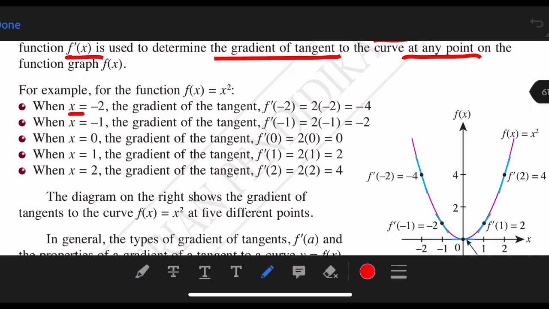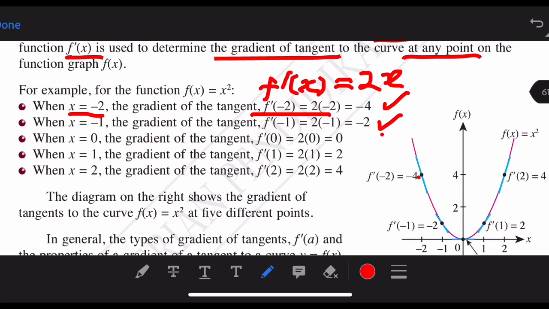At x = -2, if you substitute, dy/dx is 2x, right? f'(x) is 2x. So if you substitute -2, you get a gradient of -4. Meaning that at x = -2 here, you see the blue line there, the tangent is going down. That's the meaning. When x = -1, the gradient is -2. If x = -2, the gradient is -4, right?